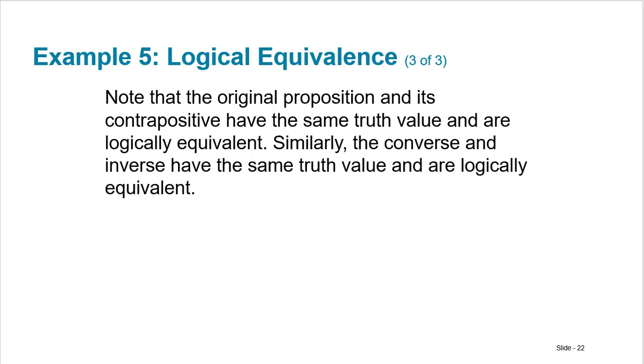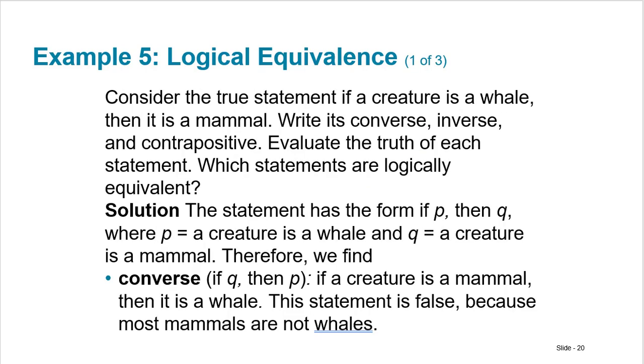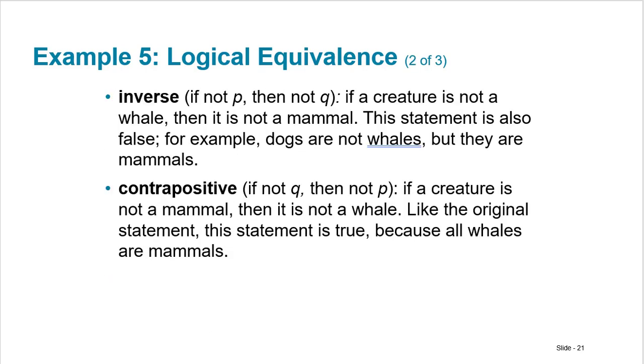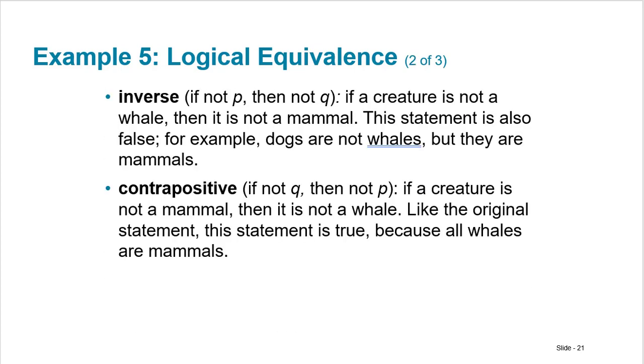Okay, so logical equivalence just tells us that the original proposition and its contrapositive will always have the same truth value and are logically equivalent. And then similarly, the converse and the inverse will always have the same truth value and are logically equivalent. If you remember, both the converse and the inverse were false statements, whereas both the original and the contrapositive were true statements.